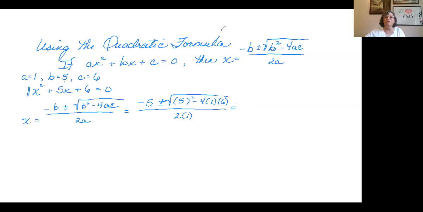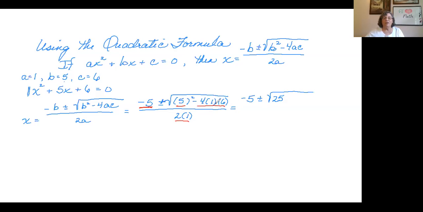Now, the first time you ever go through this, there are 4 places you want to look at. This could be minus a negative, in which case you want to change it to a plus. And then this has to be squared out, this has to be multiplied out, and this has to be multiplied out. So we have negative 5, nothing to change there, plus or minus the square root of 5 squared is 25.